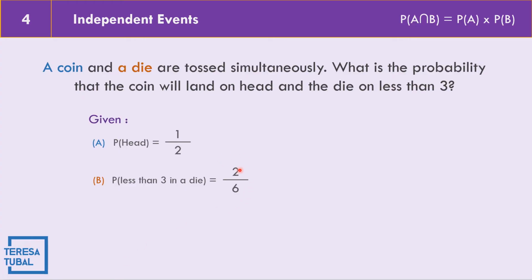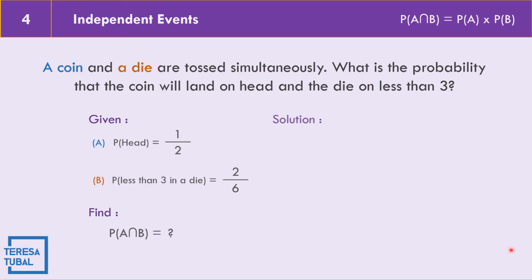So that is 2 out of the total number of possible outcomes in a die. That is 1, 2, 3, 4, 5, 6. So 2 out of 6. So let us find now the probability that the coin will land on head and a die on less than 3.